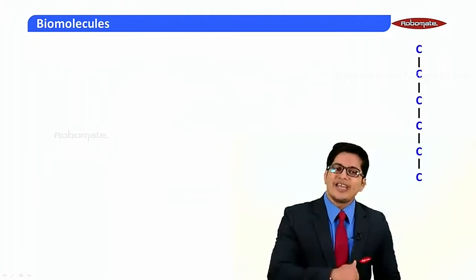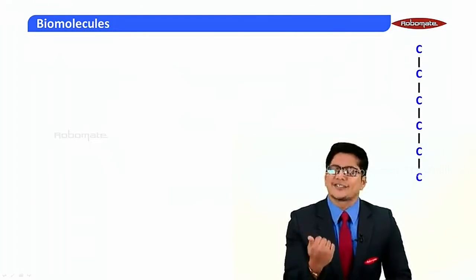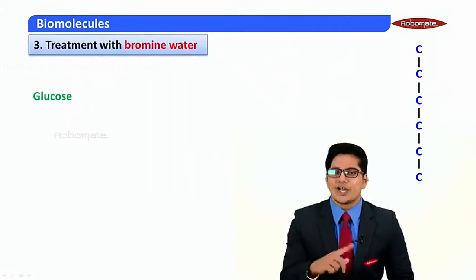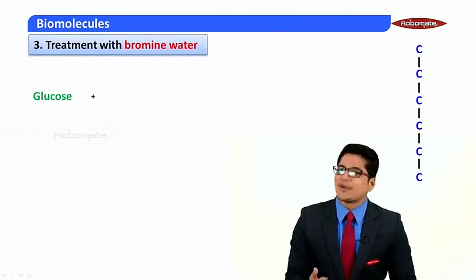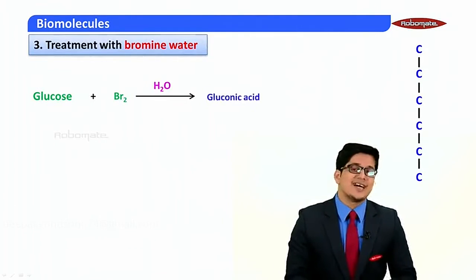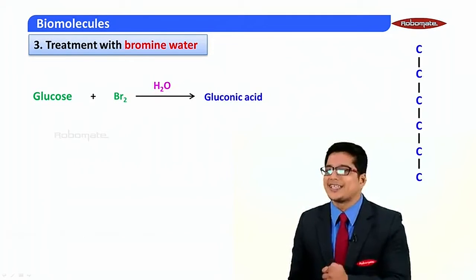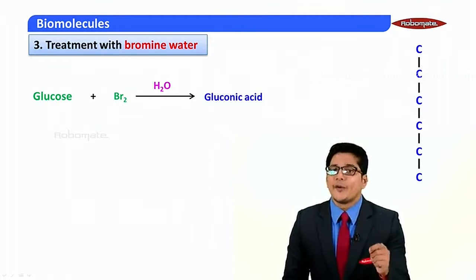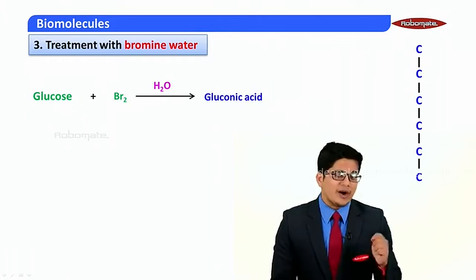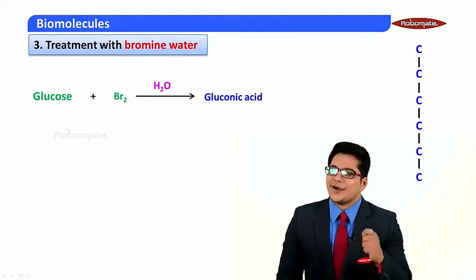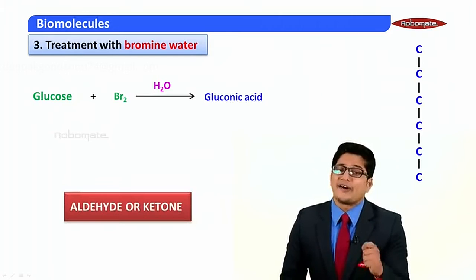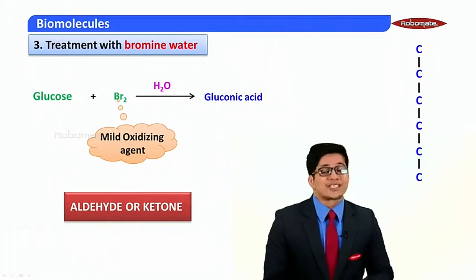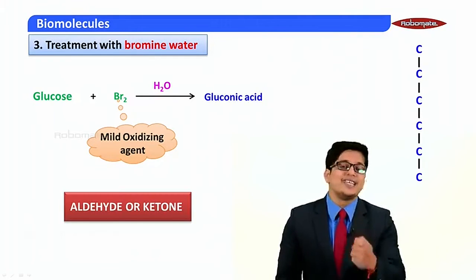Next, we already have 6 carbon atoms. Let's understand the next reaction. The next reaction says when glucose was treated with bromine water, glucose gave us a compound called gluconic acid, wherein gluconic acid consists of one COOH group. Now, a point to remember over here is that bromine is a mild oxidizing agent and we have a carbonyl group, either an aldehyde or a ketone.